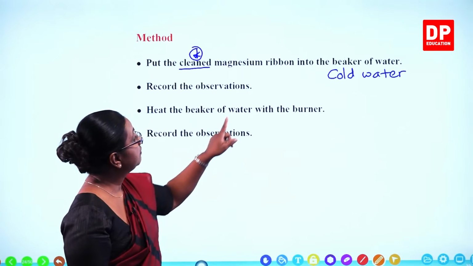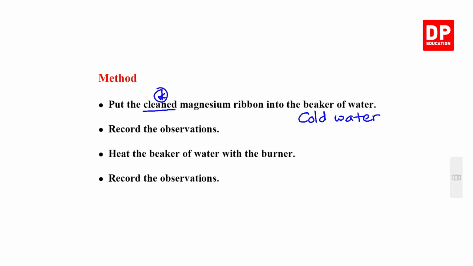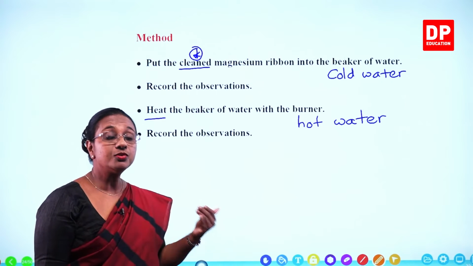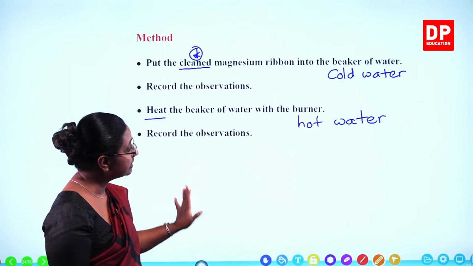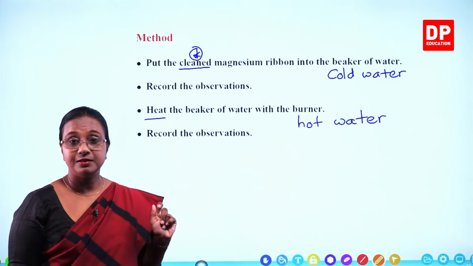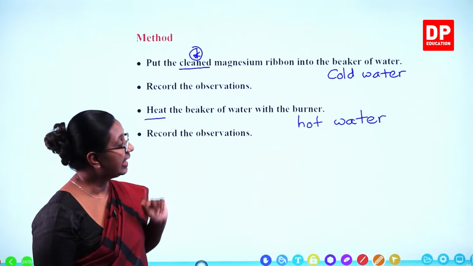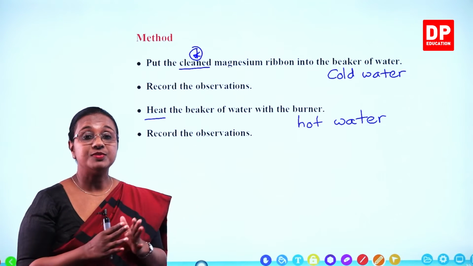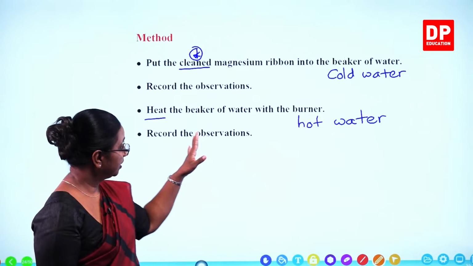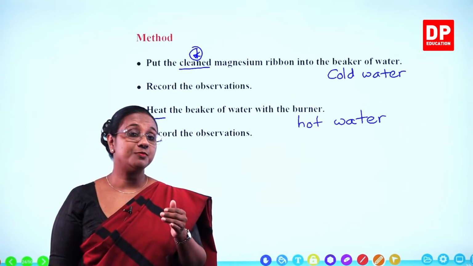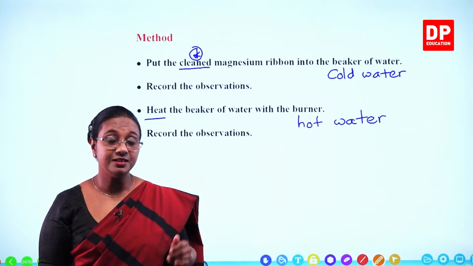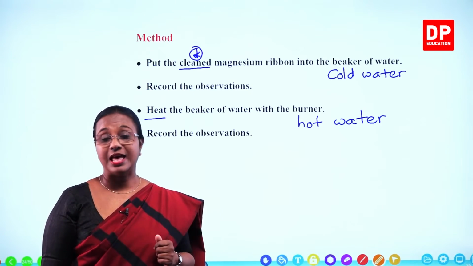But here we will be using cold water, and when we heat the beaker, we will be observing the reaction with hot water. So two instances. We can also try with steam, but in this activity, I'll be reacting magnesium with cold water and hot water. We will observe what happens. So again, a simple activity. I'm sure you all have understood the procedure. We will go to the lab and do the activity now.